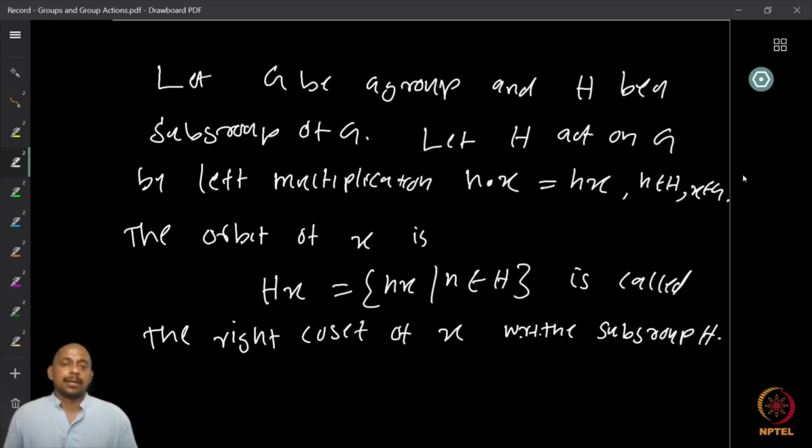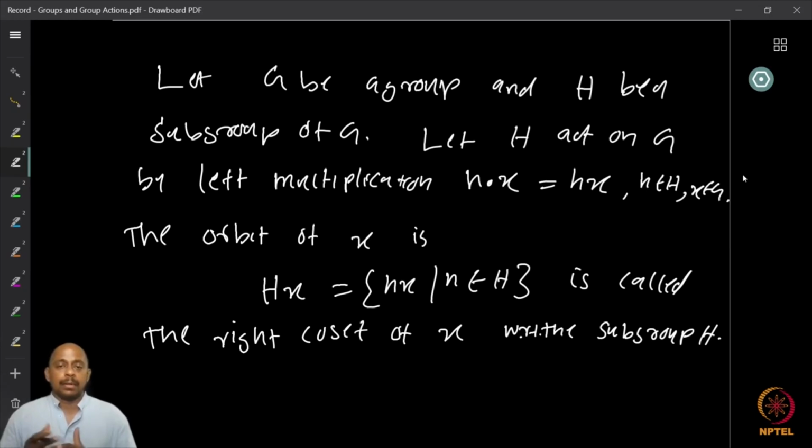Now, given a group G and a subgroup of G, let's say H, we can let H act on G by left multiplication. So you take the subgroup H, then act on G by left multiplication. So we are looking at elements of H multiplied with elements of G. So x is an element of G and h is an element of H. Then h·x is written as just hx, which defines the left multiplication.